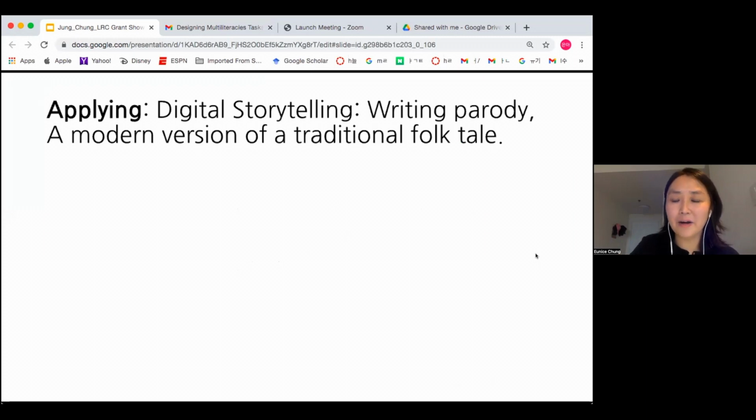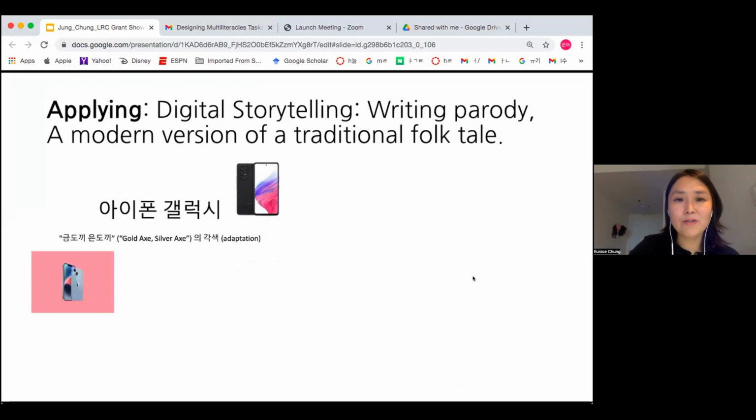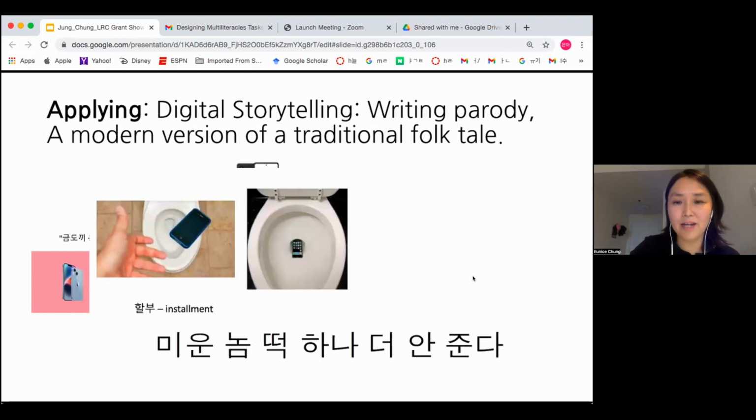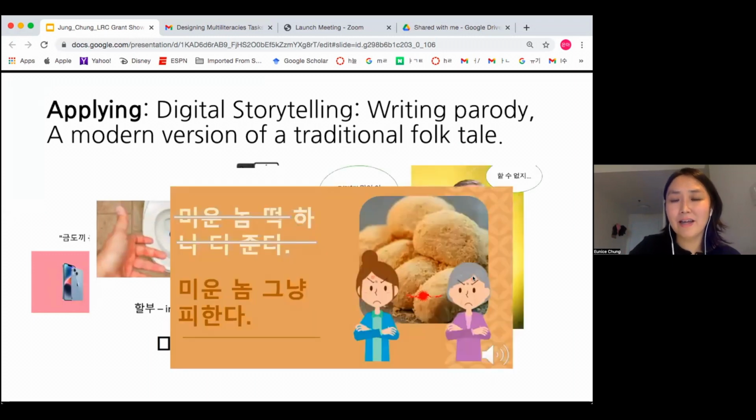And then in the applying phase, I asked students to write a parody or a modern version of a traditional folktale. So they could rewrite the story that we read, we read a couple in class, or they could do a modern version of a traditional folktale that they already know. Because students are heritage students, some of them already know some folktales. This is another story, so I'll just talk about the one that we read. They said that instead of giving another rice cake to someone that you hate, you can just avoid them, or I would just not give one more rice cake to someone that you hate.